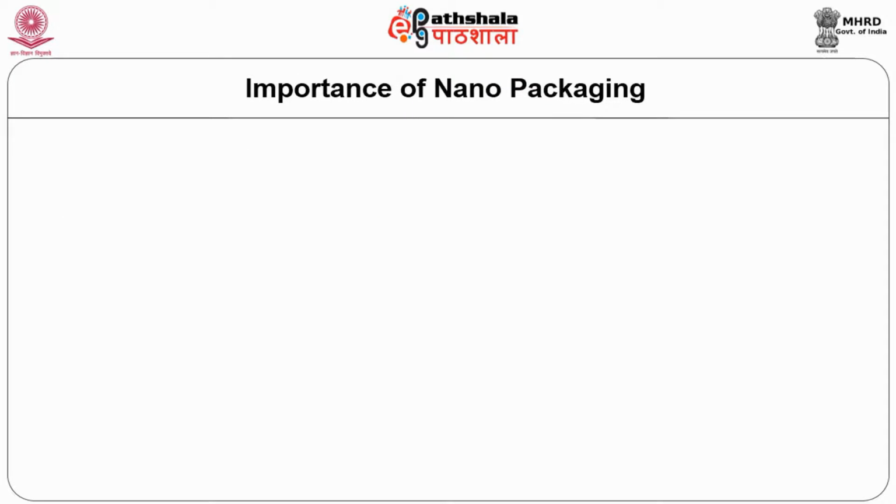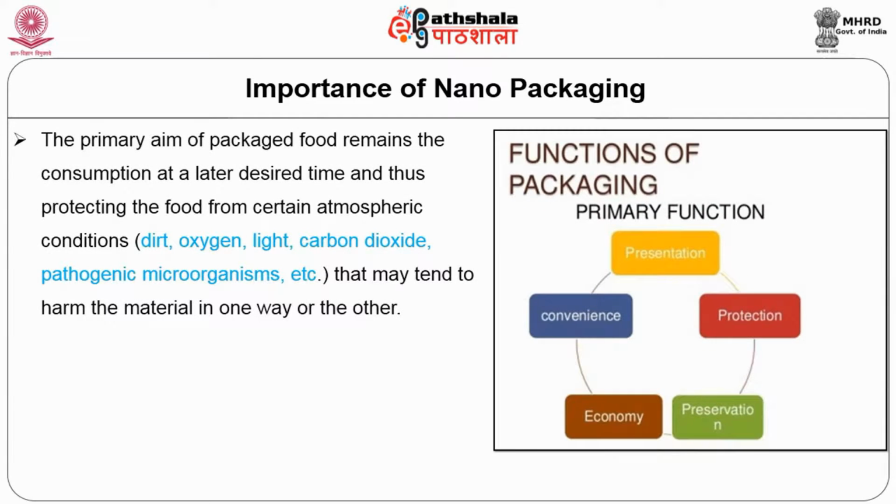And we should know why nano packaging. The primary aim of packaged food remains the consumption at a later desired time and thus protecting the food from certain atmospheric conditions, that is dirt, oxygen, light, carbon dioxide, pathogenic microorganisms, etc. that may tend to harm the material in one way or the other.